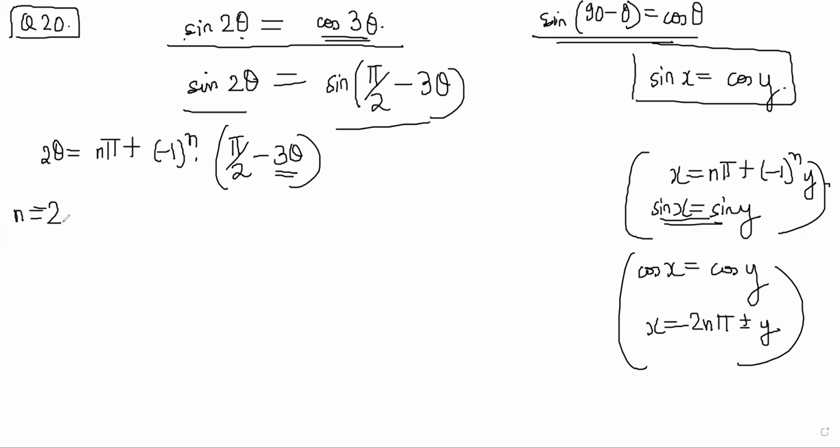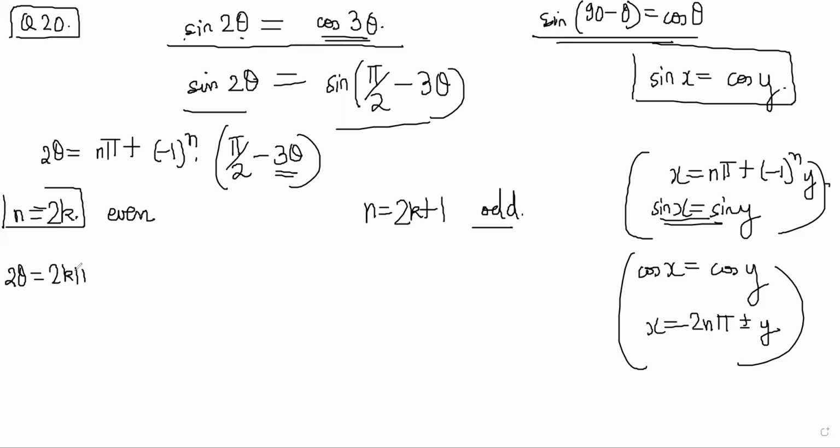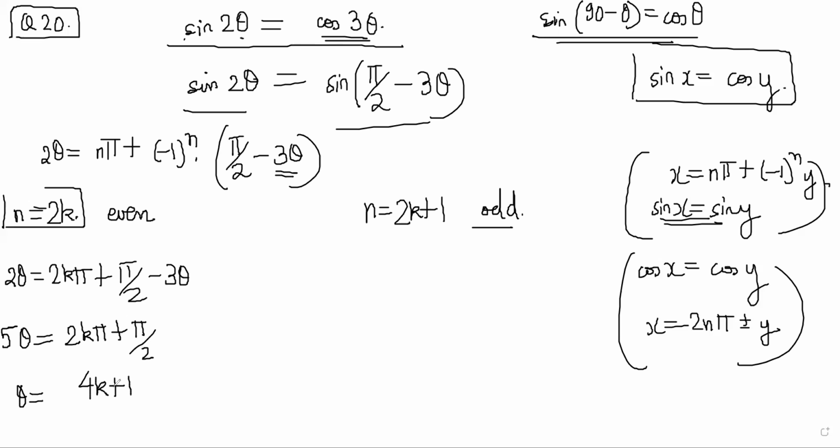I'll take two cases. n is equal to 2k for even and n is equal to 2k plus 1 for odd, so that the sign can be two different cases, right? If it is even, I'll get 2 theta is equal to 2k pi plus pi by 2 minus 3 theta. So you get 5 theta is equal to 2k pi plus pi by 2, and theta becomes 4k plus 1 pi by 10. After simplifying, you can do it, right?